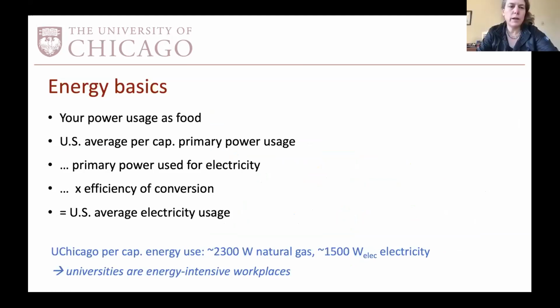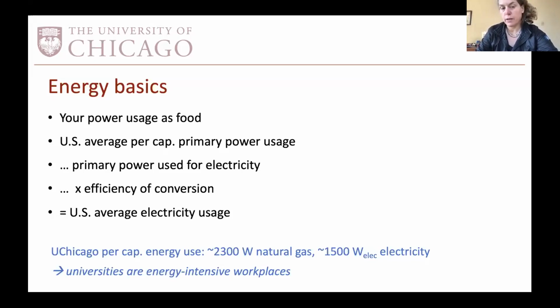So I want to think about your power usage as food, which is a basic metric, to say if you can turn your energy consumption in the form of food, which we usually call units of calories per day, but we'll just convert that to watts. And that kind of gives you a metric for how large your other energy uses are. And then we're going to think about the average per capita primary power usage. And then we'll think about the power used for electricity, the efficiency of conversion.